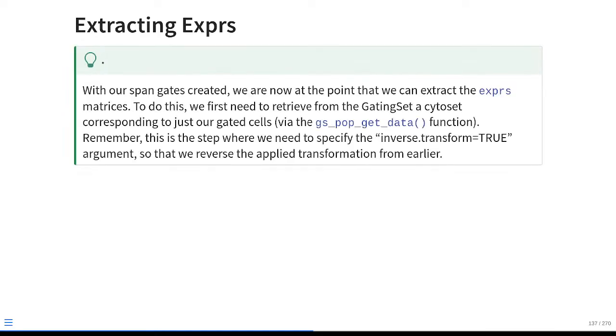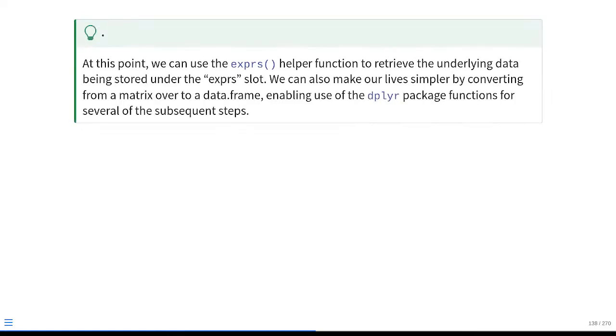Alright, we now have our span gates created. We are at the point we can go in and extract out the Xverse matrices. To do this, we first need to retrieve from our gating set a cytoset that corresponds to just the gated cells present within this gate, which we're going to do via the gs_pop_get_data function, something we encountered back in week 10 when we were doing the downsampling and the concatenation. The main thing, as we mentioned at the beginning of today, is we need to remember to specify inverse.transform equal to true, so that we reverse the transformation steps and are actually working with just the raw values.